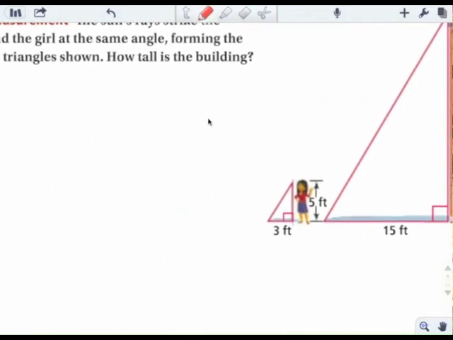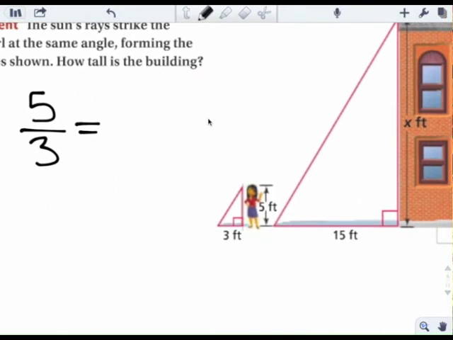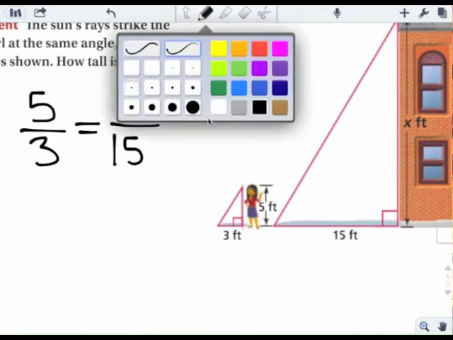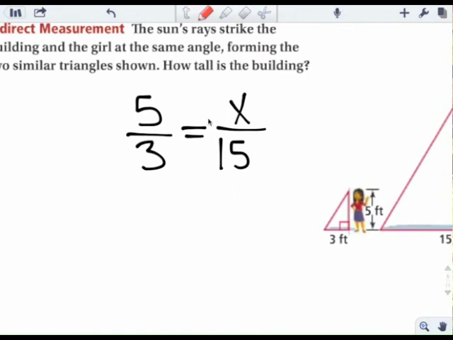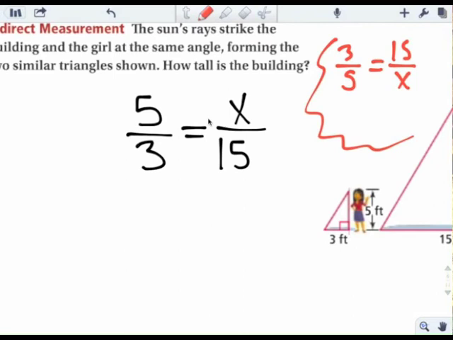So here's how I'm going to write the proportion. I'm going to say that the ratio of, let's say, the girl's height, 5 feet, to the length of her shadow, this is going to be equal to the height of the building, x, divided by the length of its shadow, 15. Okay, so I now wrote this proportion. Now, honestly, it didn't matter if I wrote it like this or if I wrote it upside down. Either of these would be correct. You'd get the same answer.